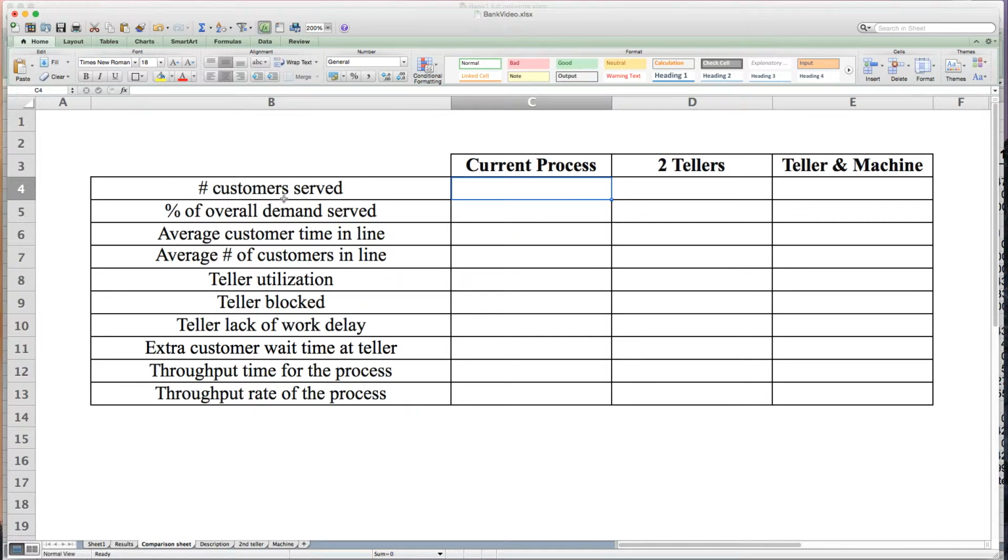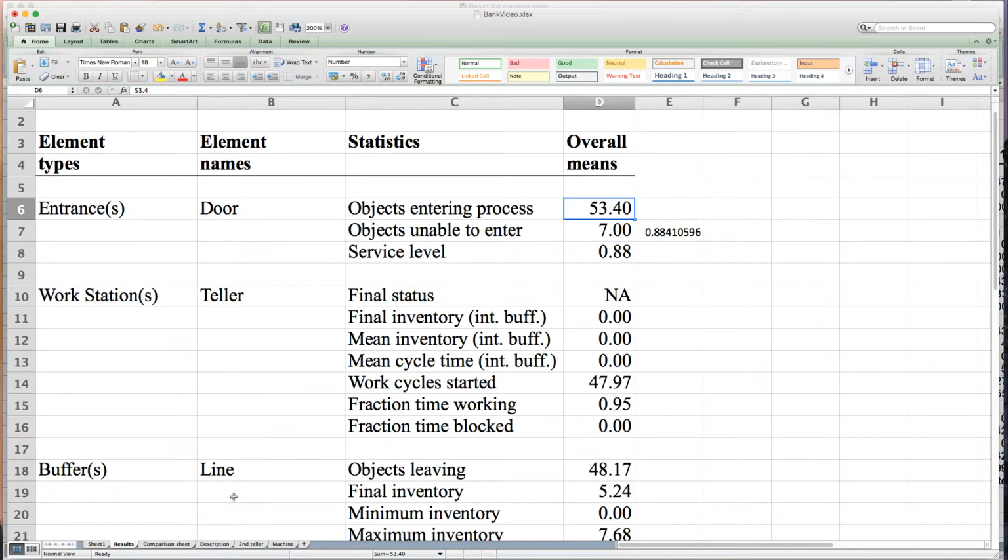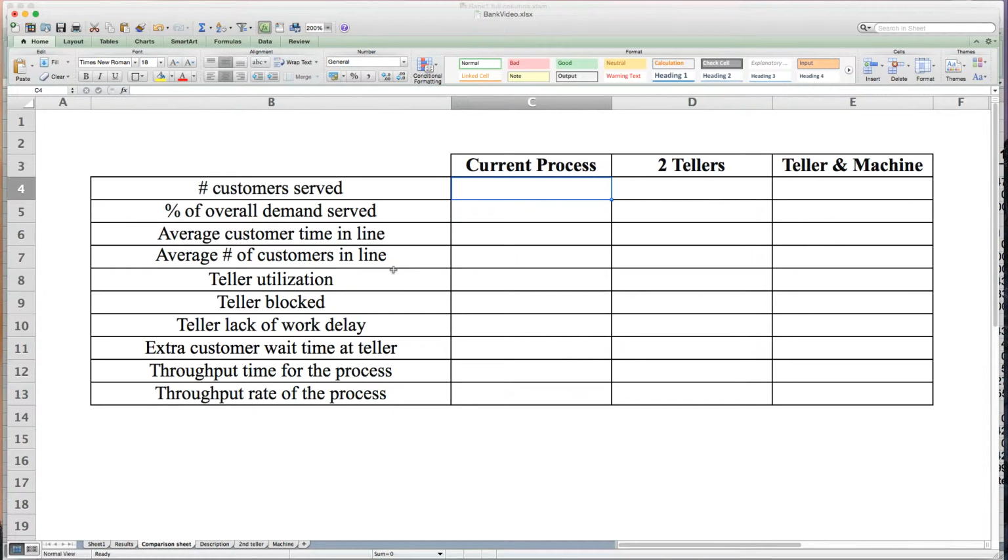Okay, number of customers served. That is the number of people that are actually able to get into the system and will be processed by the bank within that time period. So if I look at my results, how many people were able to get into the process? 53.4. So I'm going to pop in 53.4. Let's be descriptive. When I go back to look at this or I pass this along to a manager, you have to give the metric that goes with the number. So if it's customers, put the title customers in. If it's time in minutes or seconds, put in the appropriate label alongside the data.